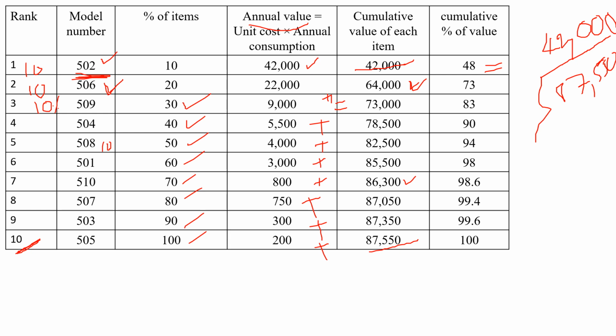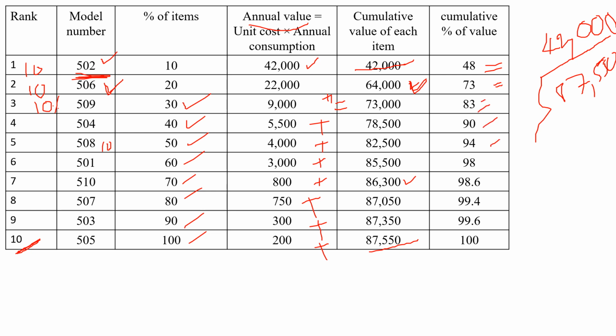So that is nearly 48. Next one is the cumulative value of the second one, which is 64,000. 64,000 divided by 87,550 will come to 73. Next, 73,000 divided by 87,550 will become nearly 83. Next one is 90.